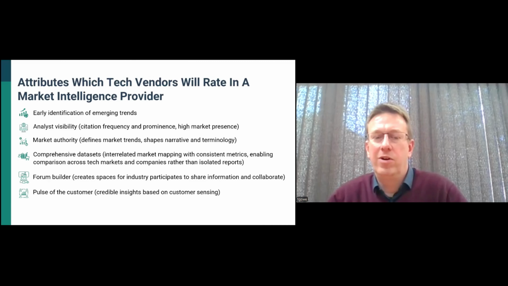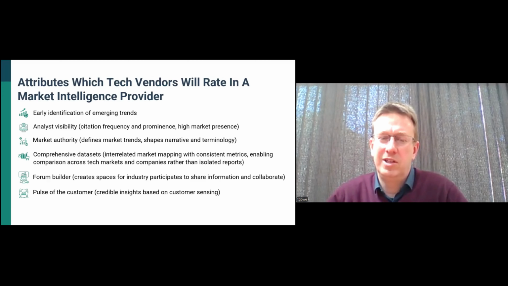And then the final point is that analyst houses can really provide insight into customers in a way that vendors themselves cannot, because the vendors naturally, as I said before, are trying to sell something to the customers. I think the customers can have some quite open and frank conversations with analyst houses. That could be in the form of surveys, one-on-one discussions, workshops, those types of things. But you can get some really credible insights from that pulse of the customer potential.